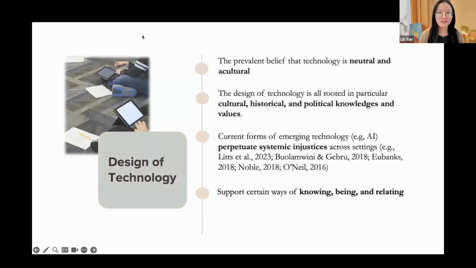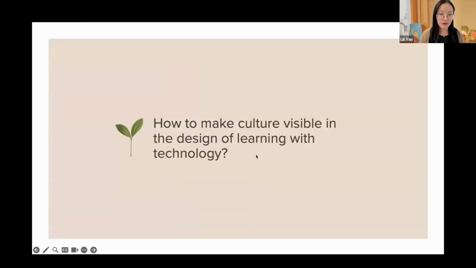And at the same time, there's also this prevalent belief that technology is neutral and acultural. But the design of technology is all rooted in particular cultural, historical, and political knowledges and values. So this is really important to consider as we become more aware that current forms of emerging technology, for example AI, actually perpetuate systemic injustice across different settings. So it's kind of inevitable that the design of technology always supports certain ways of knowing, being, and relating. This really got me to think about how we can make culture visible in our design of learning with technology.